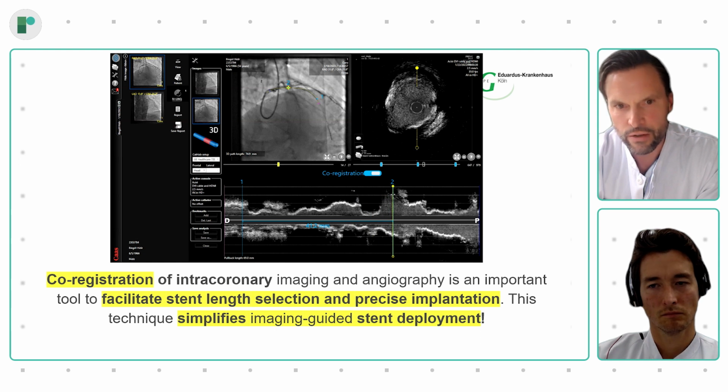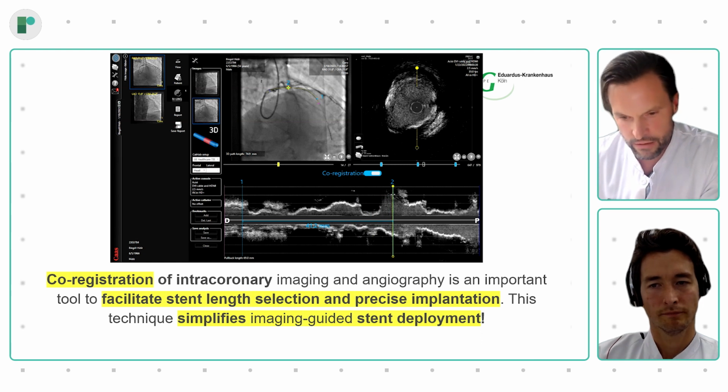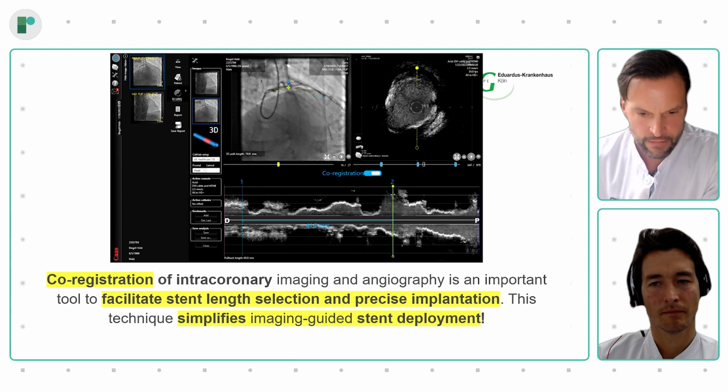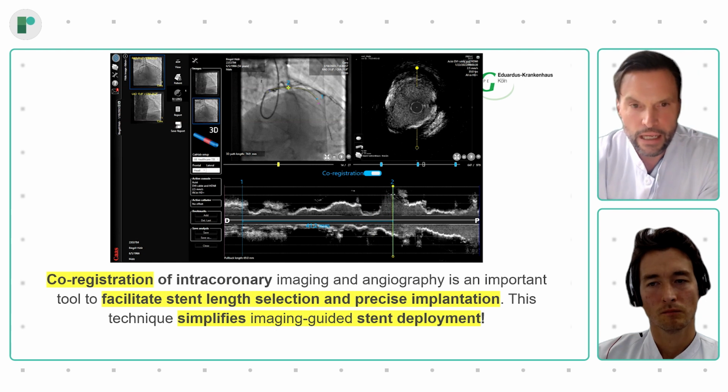And then you do your intervention, and at the end, you can control the PCI afterwards with HD IVUS, and that's it. So of course you have to add 1 or 2 steps, but at the same time you can skip 2 or 4 other steps or angiograms. And I would say the bottom line is that it saves time and it increases safety and optimizes all the results that you want to achieve.